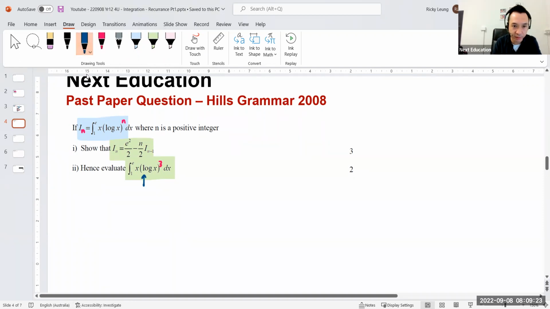So inadvertently, they've given you that guy there, which is I3. Does that make sense? Sometimes they give you the I, sometimes they just say, can you please find this integral? I mean, n is 3, so that's I3. So 5 marks. Let's do it.